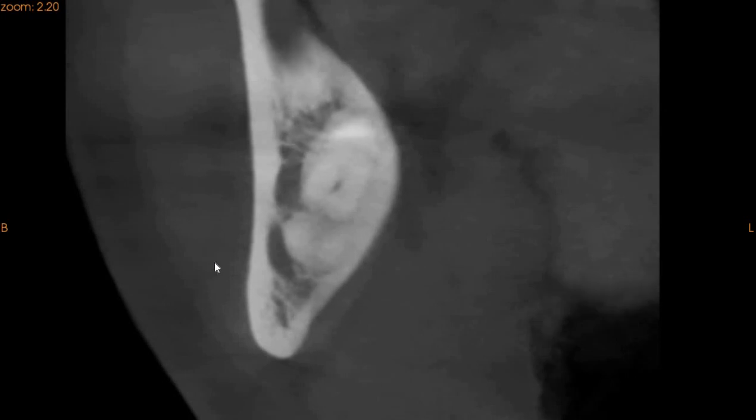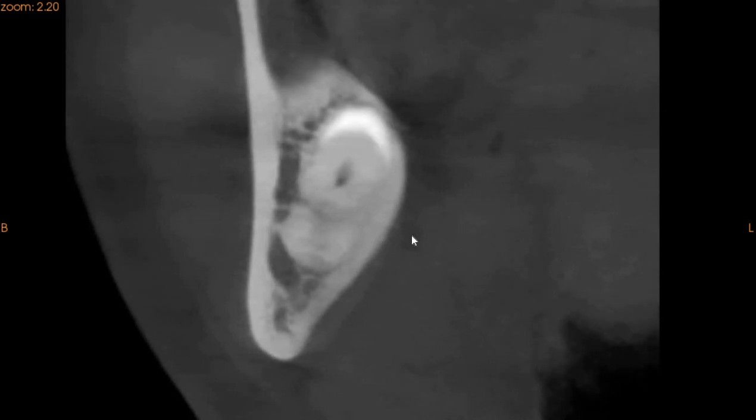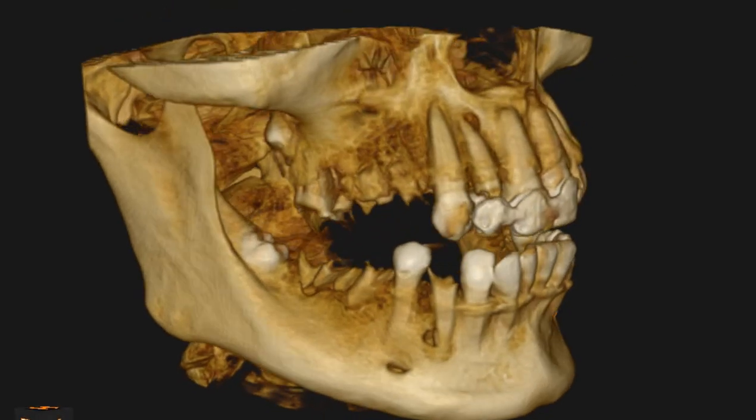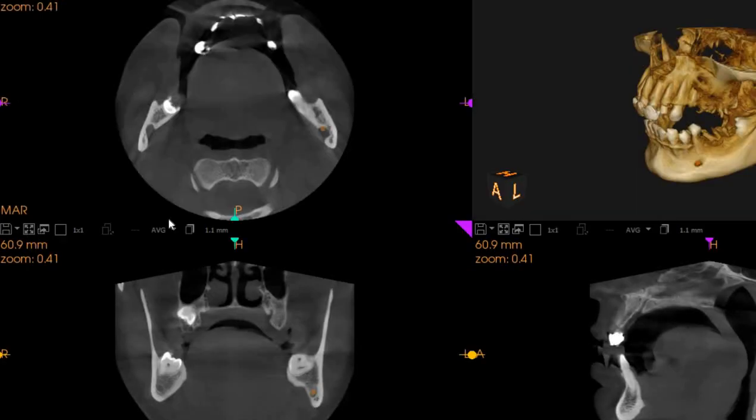So if there are any further questions, this was a very comprehensive CBCT. If there are any further questions regarding this case, please feel free to reach out to our team. We will be extremely happy to help.